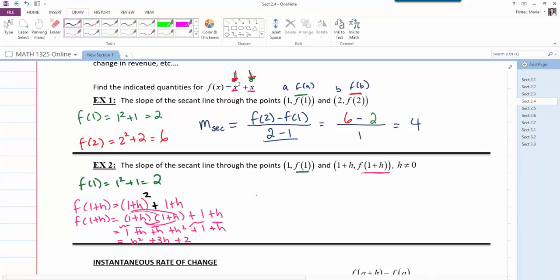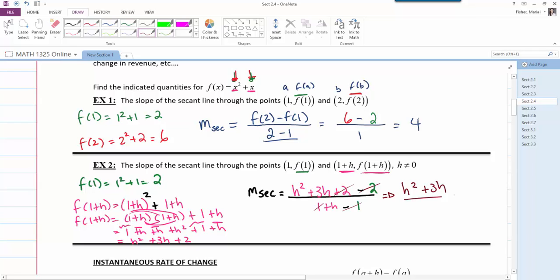So then the slope of my secant line is going to equal f of 1 plus h, which is that h squared plus 3h plus 2, minus f of 1, well, f of 1 we know is our 2, all over 1 plus h minus 1. So we have h squared plus 3h plus 2 minus 2 all over 1 plus h minus 1. Well, let's try to clean this up as best we can. We notice here that my 2's will cancel in my numerator, and my 1's are going to cancel in my denominator. Therefore, so far in my numerator I have left h squared plus 3h all over the denominator is an h.